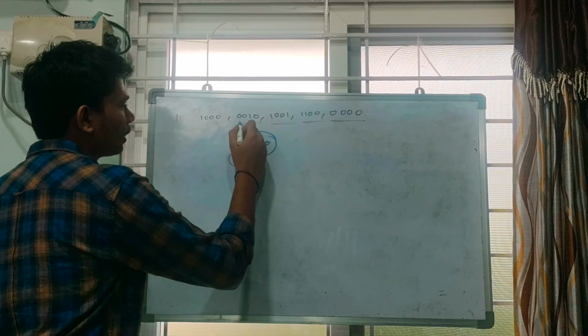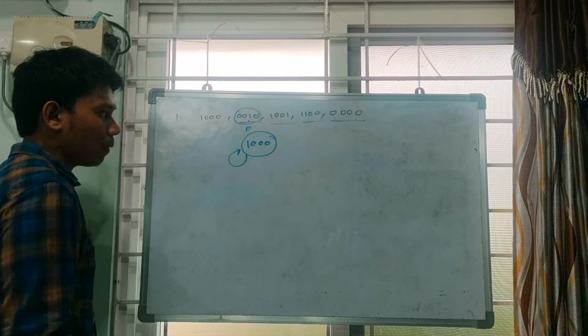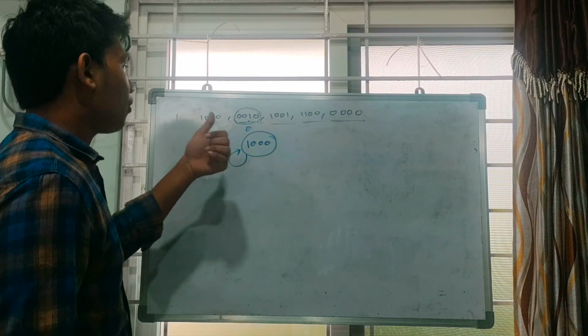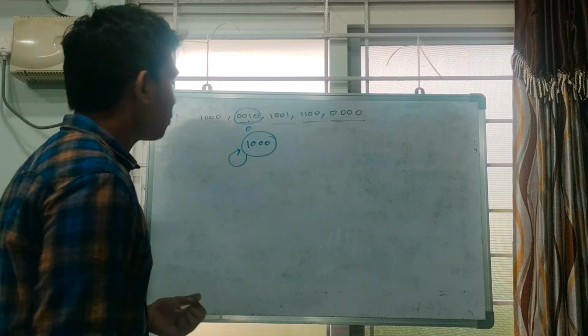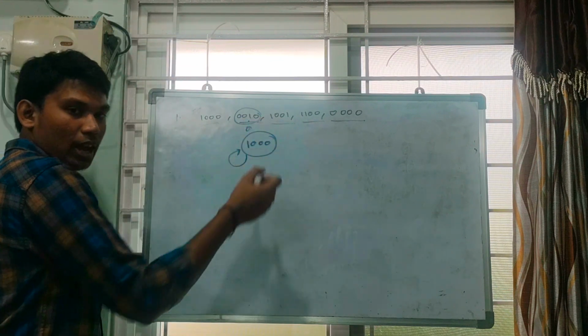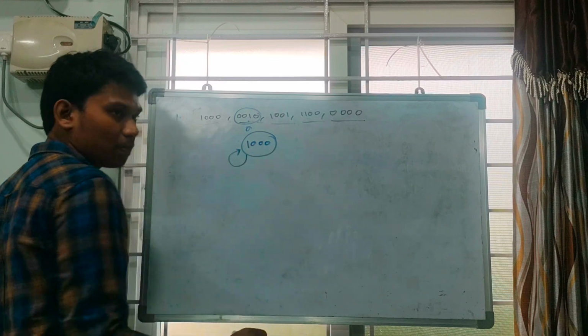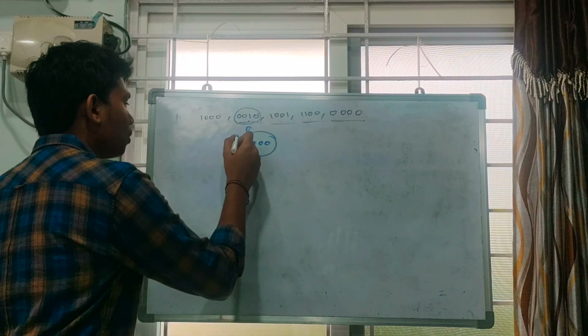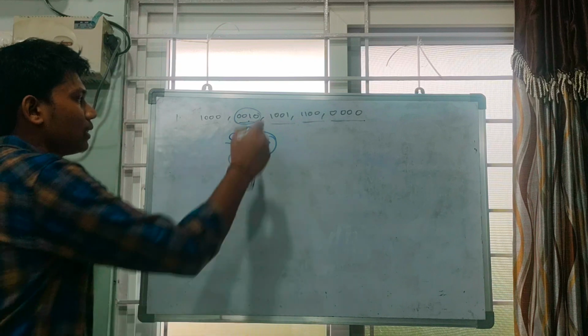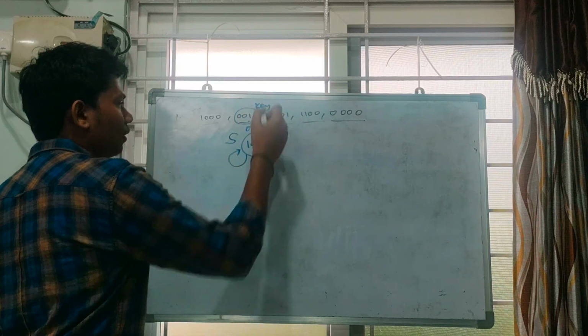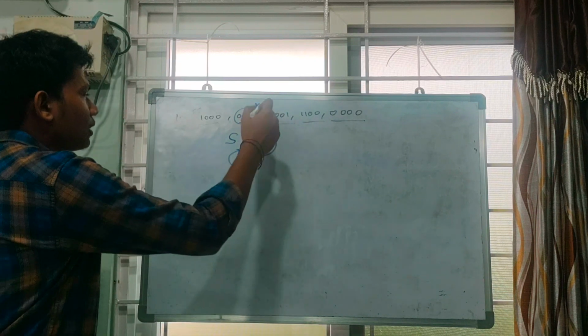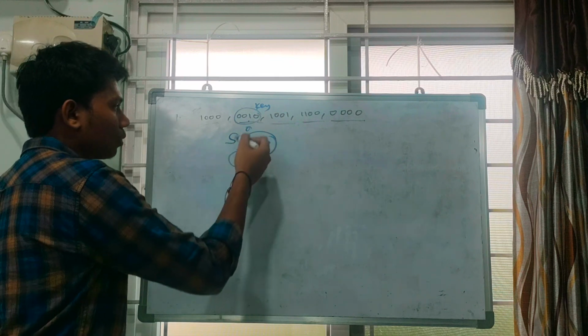Now let us consider the insertion of 0010. To perform the insertion operation on that, we first have to perform the search operation on 0010. And as we know, the search terminates at the root node, that is 1000. So this is considered as the node S according to the algorithm, and this is our key. So this is our key and this is our S. This is our root node.